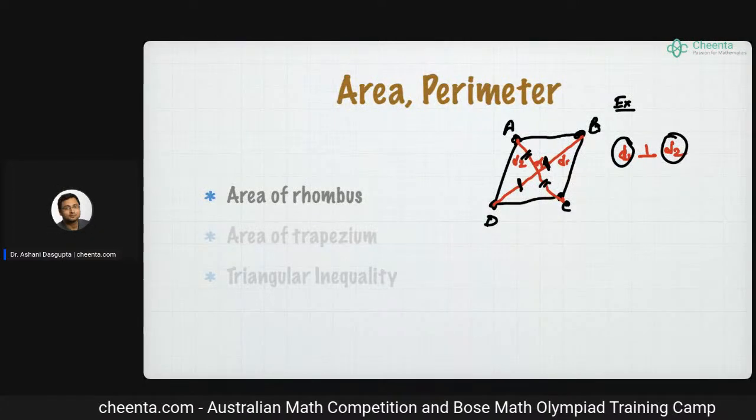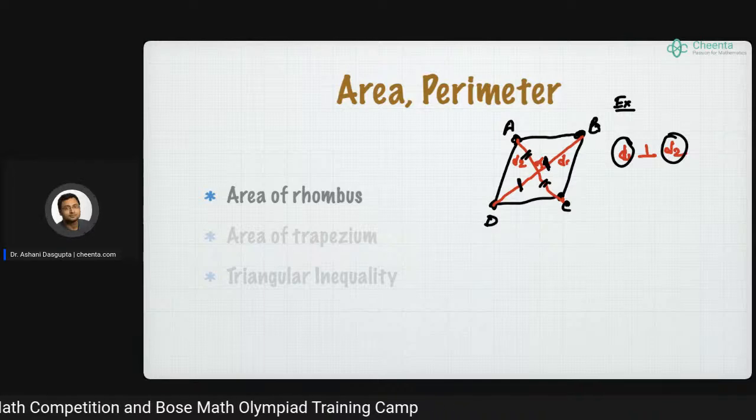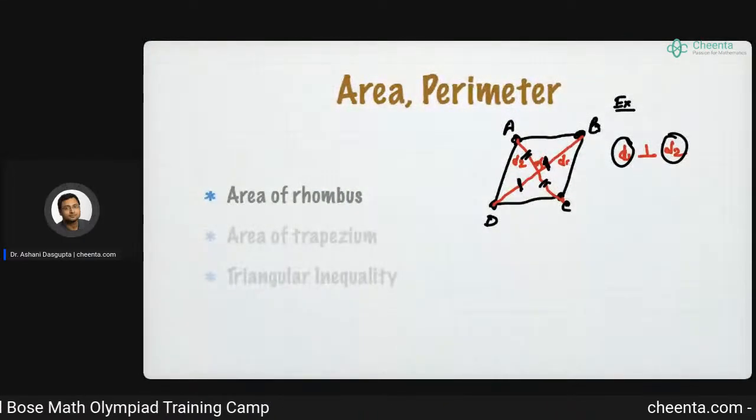Can anyone tell me what we can say about the rhombus if the diagonals are equal? According to me, yes, sir. It's a square. It's a square, but please raise your hand.